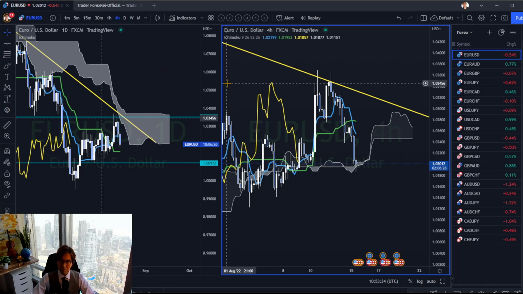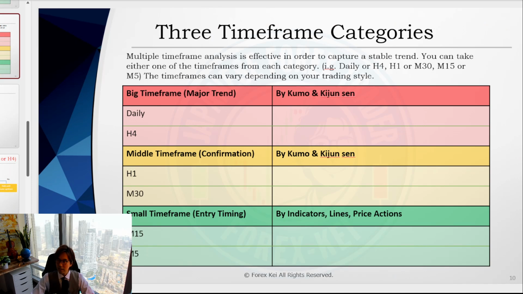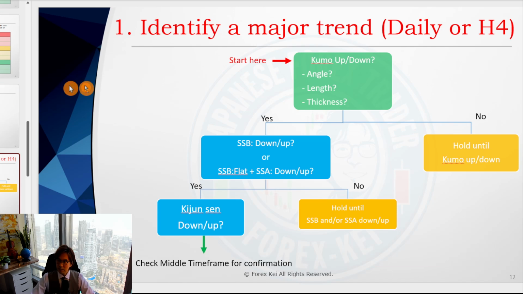So again, in this example, Euro USD, coming back to this slide, daily Kumo is flat, and H4 Kumo is also flat. So I check the Kumo first, and then I also look at the Kijun Sen. Once you look at the Kumo, you check whether Senko span B is up or flat, or Senko span A is up. In that example, Euro USD, Senko span B was flat and Senko span A was also flat. So you don't even go to Kijun Sen to take a look.